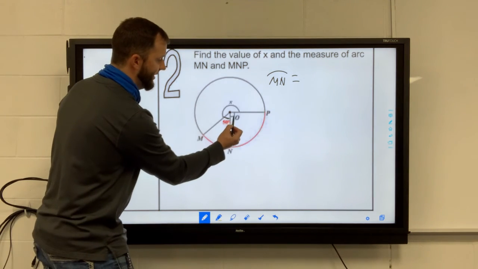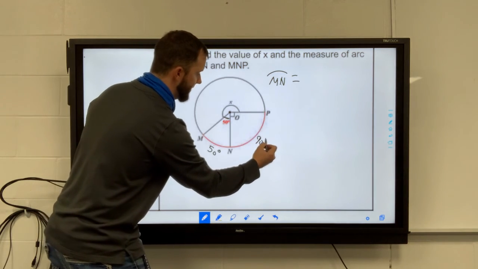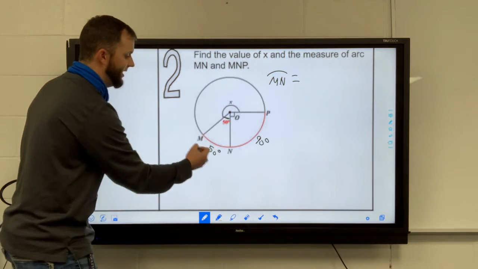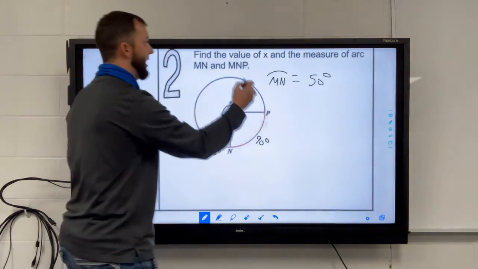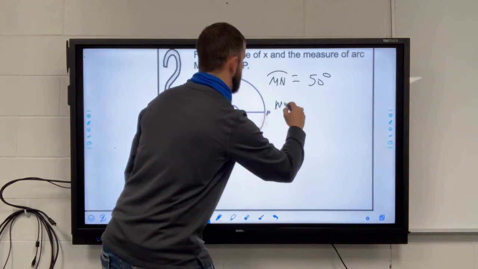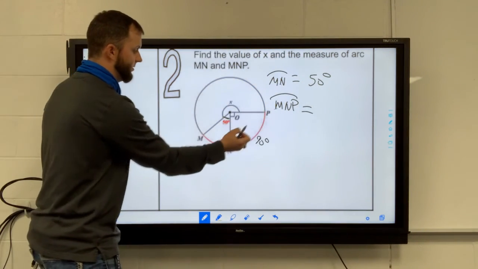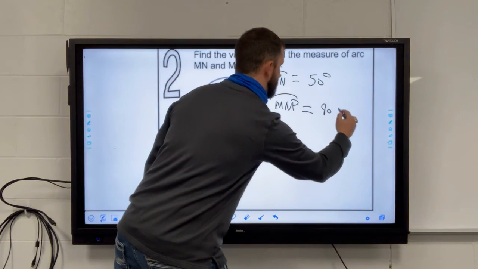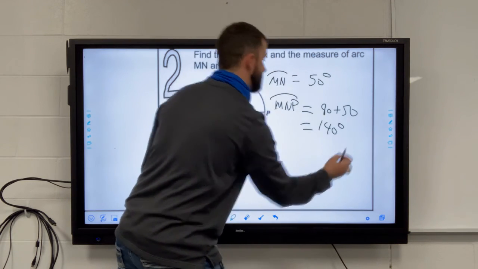Right here, this is 90 degrees. So that means this arc right here is also going to be 90 degrees. So from MN, it's going to be 50 degrees. And then now it wants me to find the arc of MNP. So MNP arc is going to be equal to 50 plus 90, which is going to equal 140 degrees, okay?